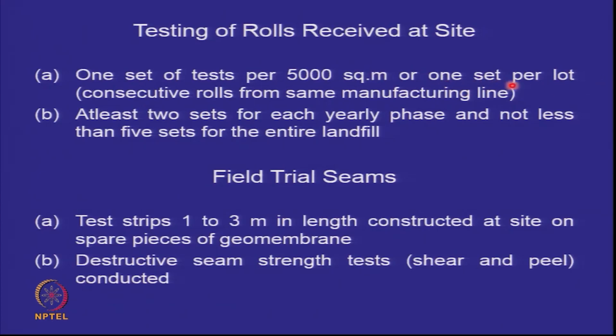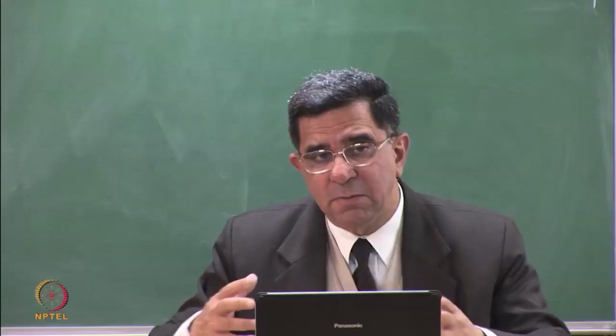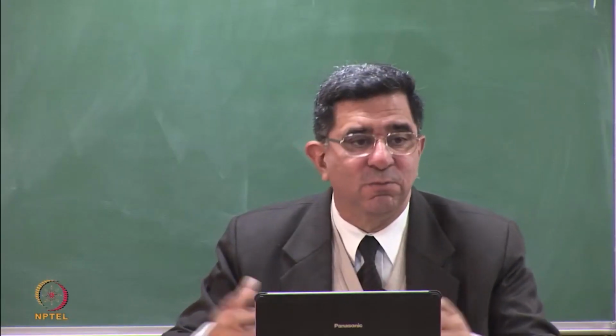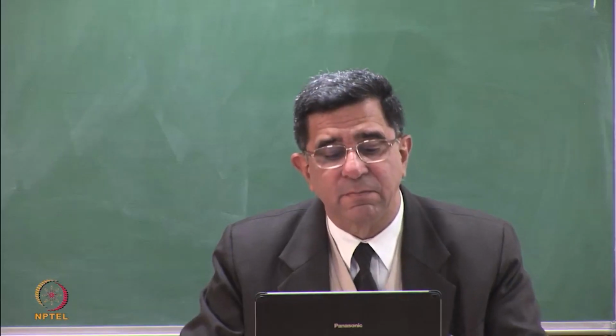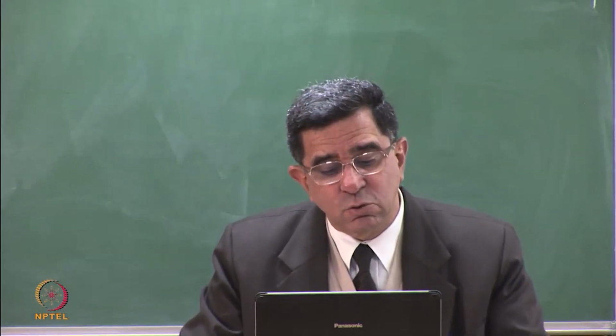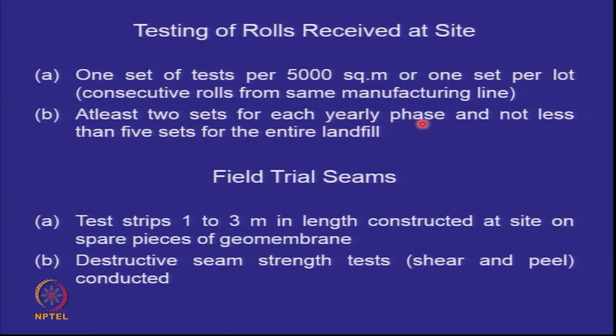Typically one set of tests per 5,000 square meter is what you do, and one set per lot. I mean, if geomembranes are coming to you in different lots, then you do one set per lot, which may be less than 5,000 square meter. But at least 2 sets for each yearly phase, and not less than 5 sets for the entire landfill.